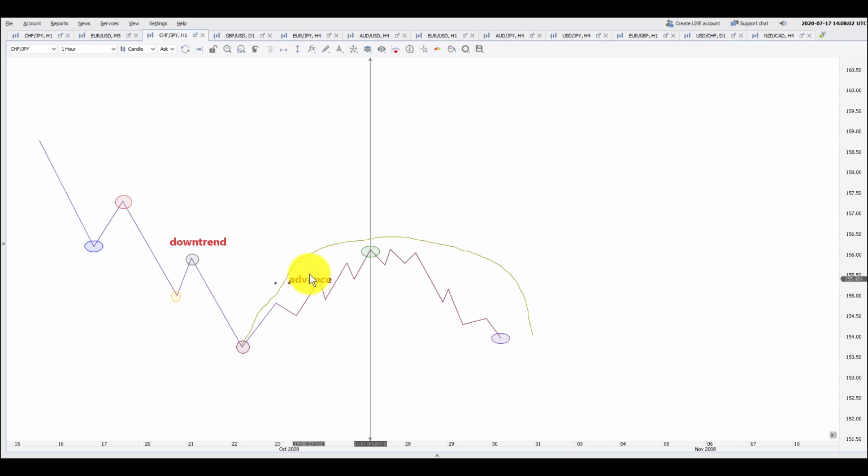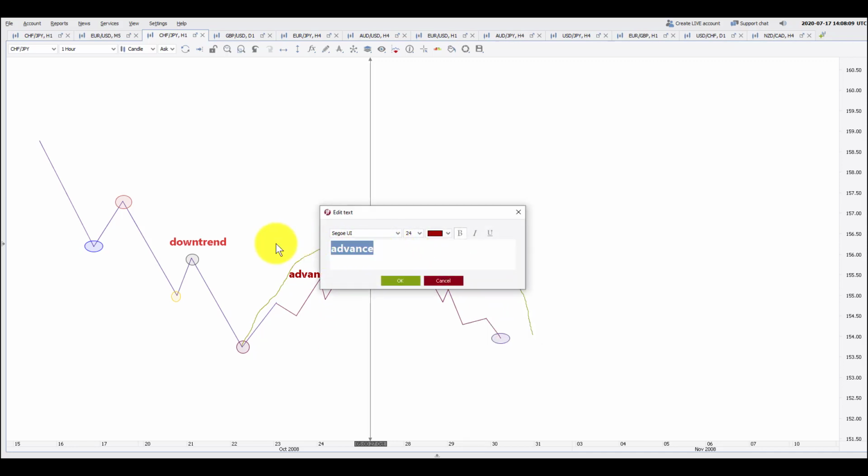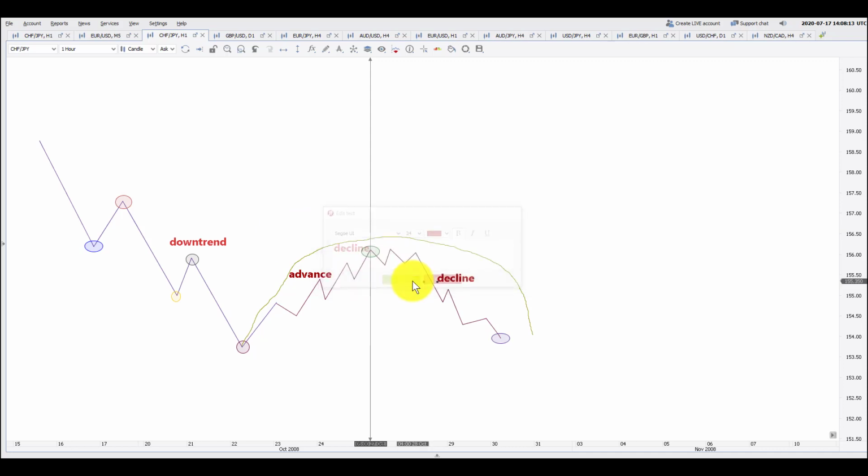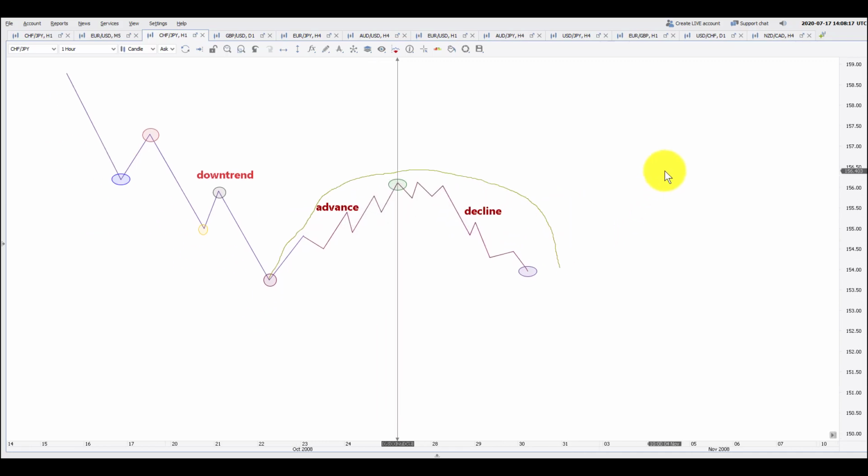So the time taken for the advance and the decline should ideally be the same, but sometimes you will see a slight difference, and that is not a problem. But there should not be a huge difference, where the price took a long time to advance and then declined quickly. No, you should have almost equal advance time and equal decline time.